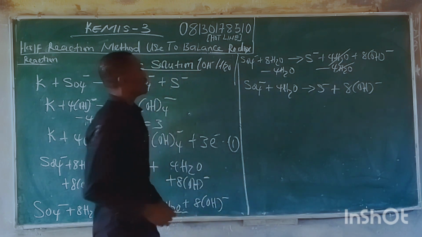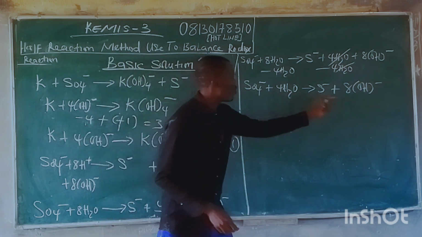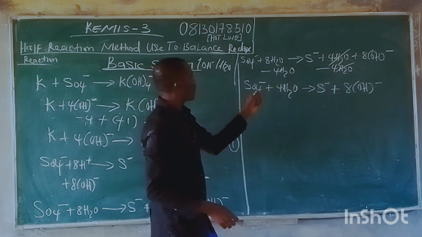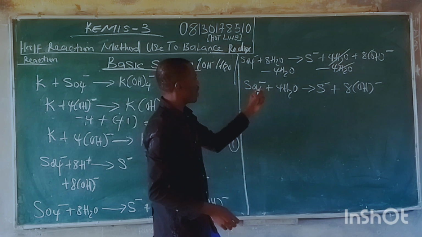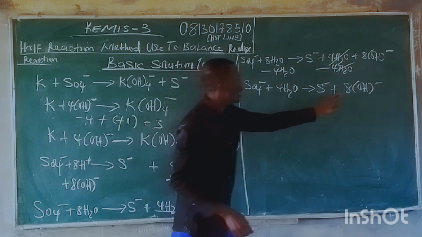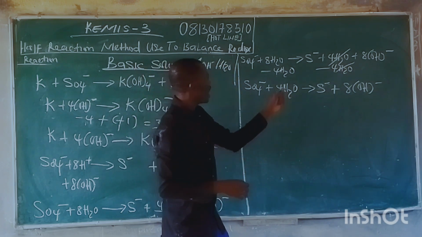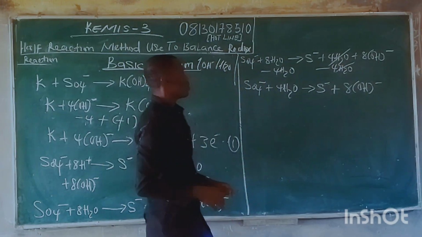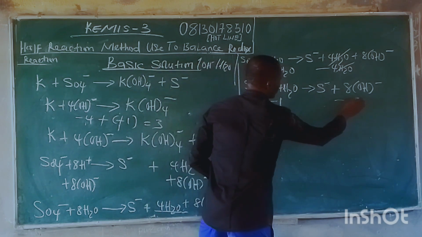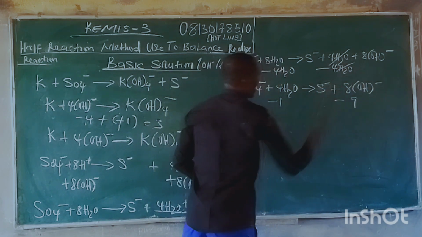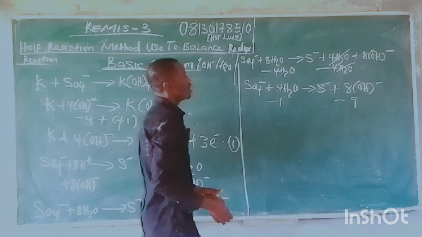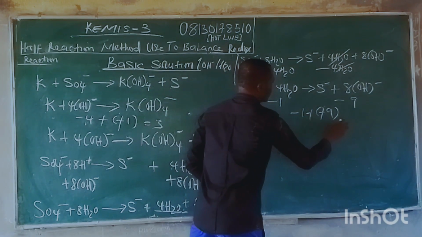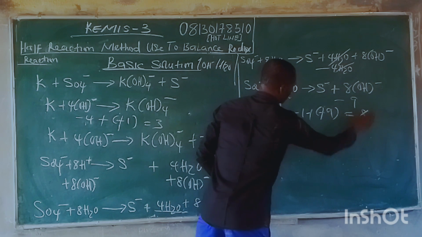Alright, but the elements, sulfur 1, good. Water, oxygen is 4 plus 4, 8. 8 times 1, 8. Hydrogen, 4 times 2, 8. But the charges, -1, -9. Minus 8 plus -1 is -9. You see that? It's not balanced. So -1 minus -9, this will cancel. Okay, that will give me 8.